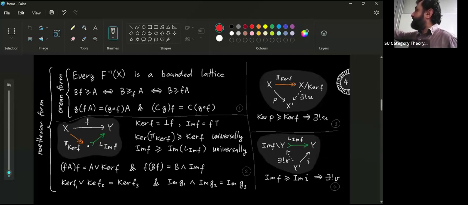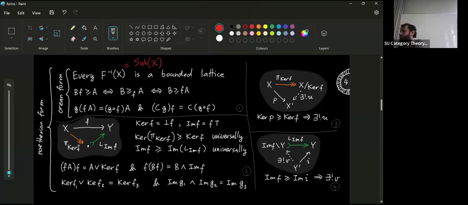So these are the axioms on the form. Let's go through them. The first one says that these fibers are bounded lattices. You have joins, you have meets, you have top, you have bottom. And always when you read these axioms, think about groups and subgroups. So F-1, think of that as the poset of subgroups of a group X, okay? Then you agree with me it's a bounded lattice, right? The bottom element is the trivial group, the top is the entire group.